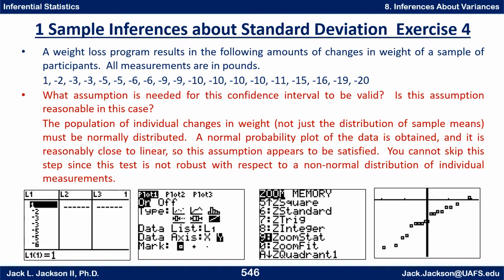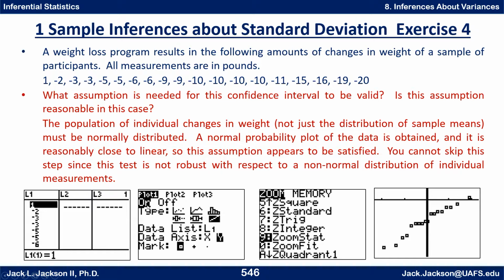The first thing we have to do, and we cannot skip this step, is make sure that the population of individual changes in weight, not just the distribution of sample means, is normally distributed. So the way we can do this is with the normal probability plot. We type our data in, L1. We've got to do that at some point anyway.